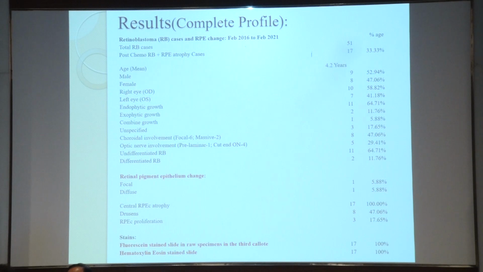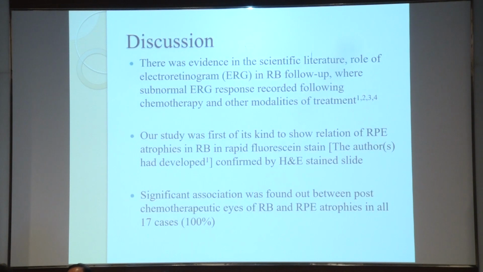This is the complete profile of the cases. Here the retinal pigment epithelium change, focal, was seen in 1, diffuse changes in 1, and central retinal pigment epithelium atrophy was seen in 17 cases, accounting for 100%. Drusen was seen again in 8 cases, and RPE proliferation in 3. For the staining, both fluorescent stain and hematoxylin picked up all the cases.